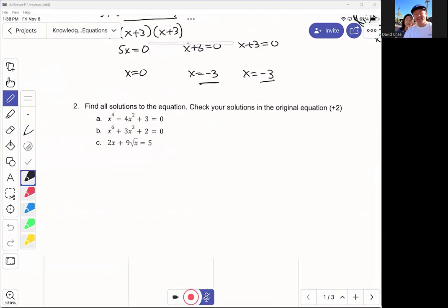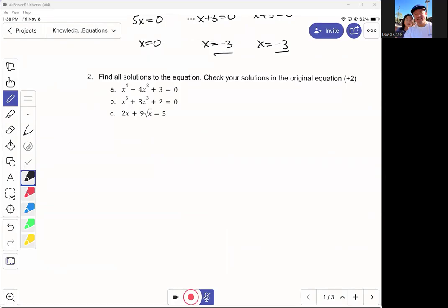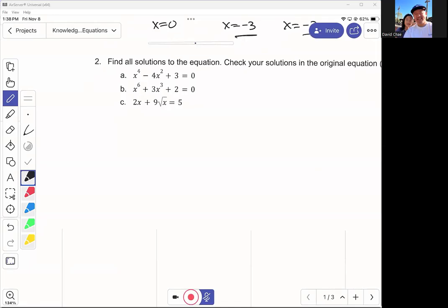Number 2, I was hoping that you would recognize that there's a certain pattern for A, B, and C. They're all going to be substitutions. You're using Z is equal to something, and notice that this is twice the amount of the middle power, so you would use a substitution method. For letter A, Z is equal to x squared. So you have x to the fourth minus 4 times x squared plus 3.